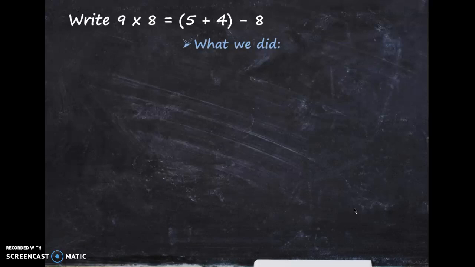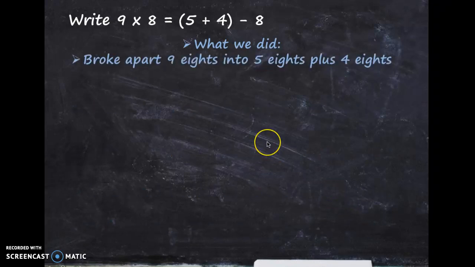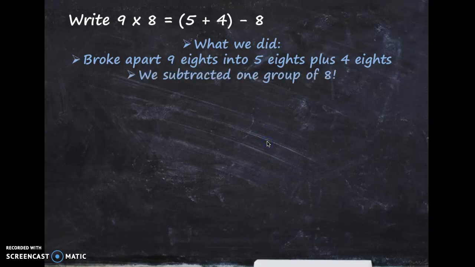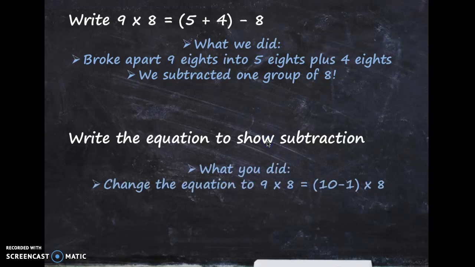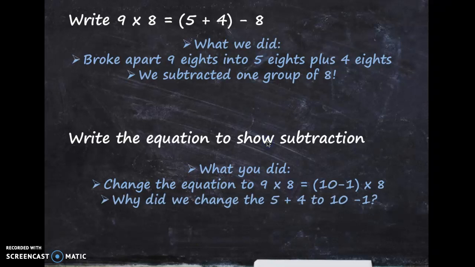We wrote 9 times 8 equals 5 plus 4, take away 1 group of 8. We broke apart the 9 eights into 5 eights plus 4 eights. We subtracted one group of 8, and then we can write an equation to show our subtraction. We change the equation to 9 times 8 equals 10 take away 1 times 8. 10 take away 1 being 9 times 8. What I want you to think about is why did we change the 5 plus 4 to now equal 10 minus 1?